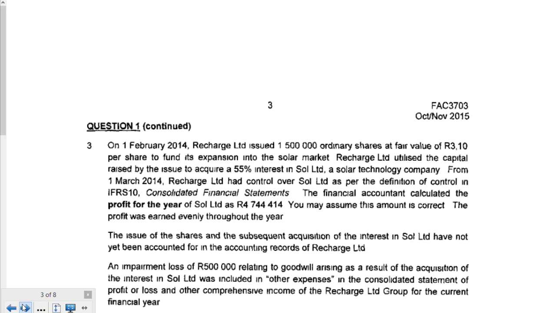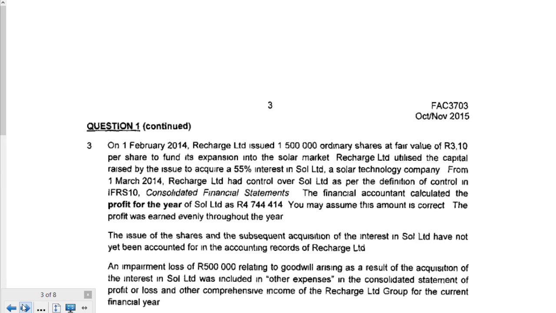Then in February later, they issued some shares at full value. They utilized these shares to acquire an interest in a solar technology company. We actually talked in MAC the other day about mergers and acquisitions and how we fund acquisitions through share swaps, isn't it, or share issues. So it looks like this is what that was. The financial accountant calculated the profit for Sol at 4744414. I don't know why we would be interested in the profit for Sol.